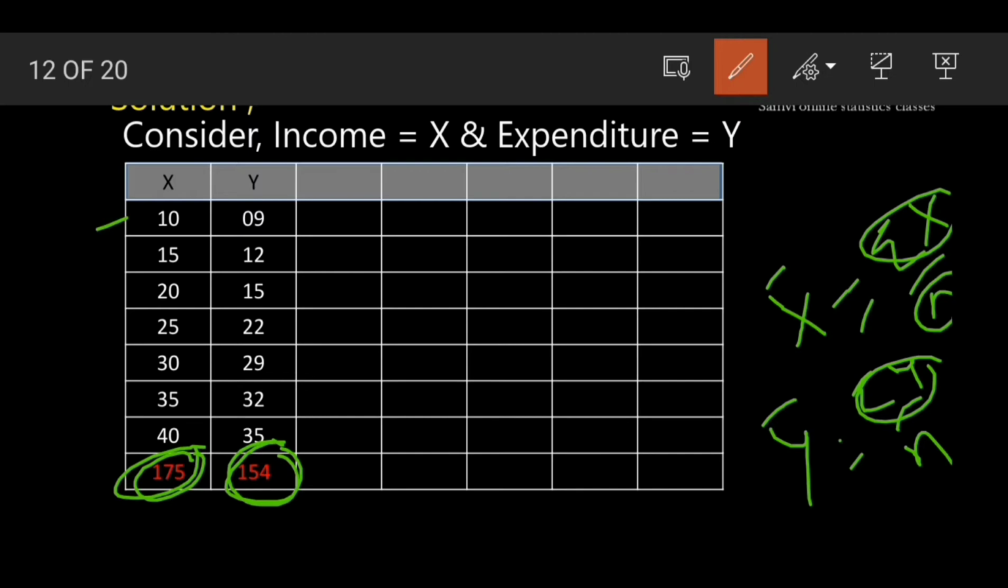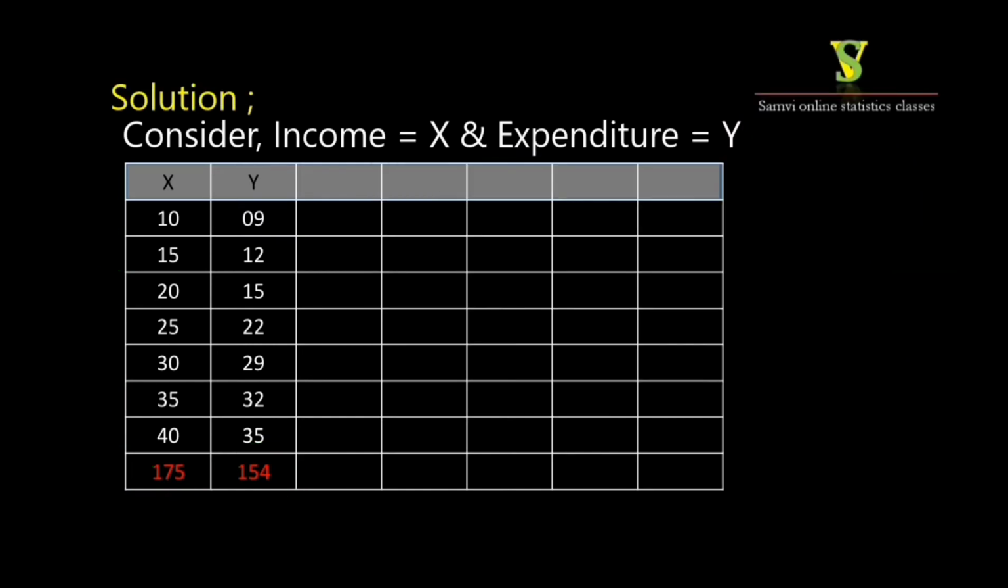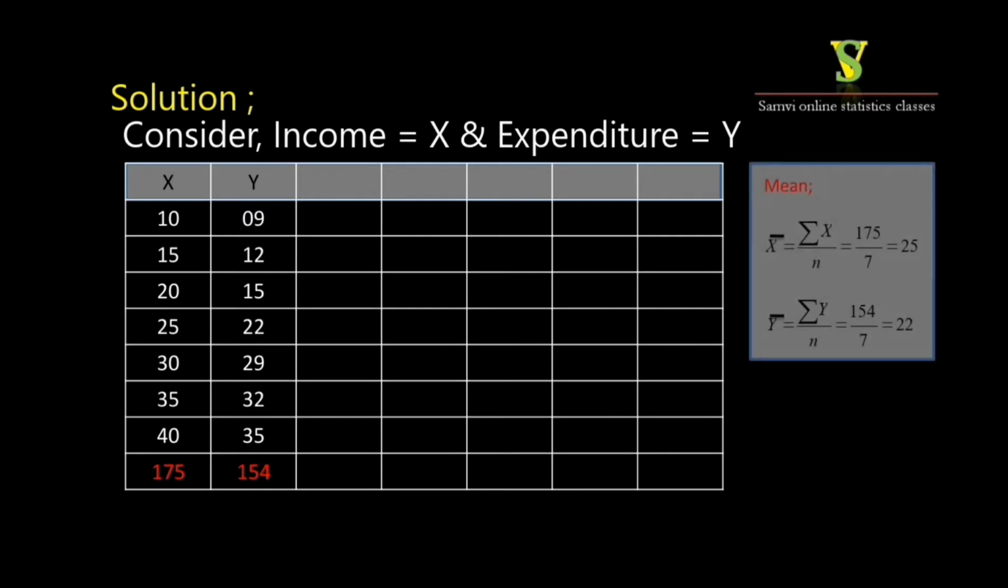If you count this one, 1, 2, 3, 4, 5, 6, 7, the n is nothing but 7 here. So now find out what is the mean, x bar and y bar. So we'll calculate the mean here. Mean x bar is summation of x divided by n, which is 175 divided by 7, equal to 25, and y bar is summation of y upon n, that means 154 divided by 7, which is equal to 22.